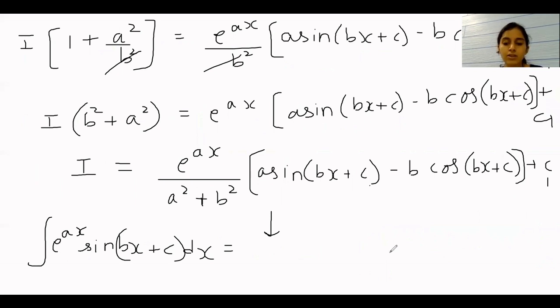There is a similar kind of problem to solve in your textbook regarding e raised to ax cos of bx plus c, and you have to prove that it is e raised to ax upon a square plus b square, a sine bx plus c plus b cos bx plus c, plus c1. So try that proof as well. If you do not understand this, you can write to me. I will explain it again to you.